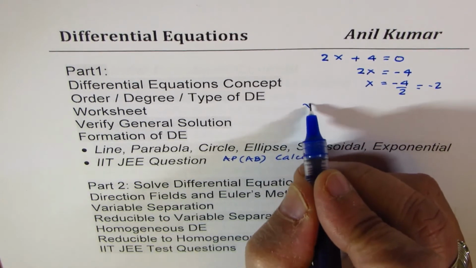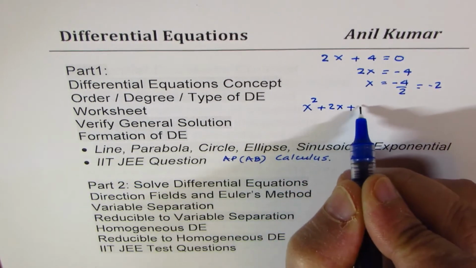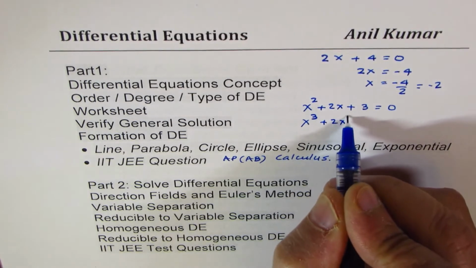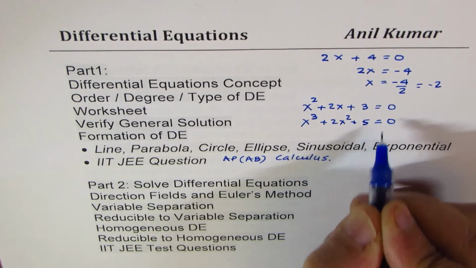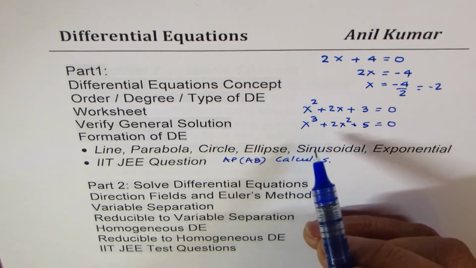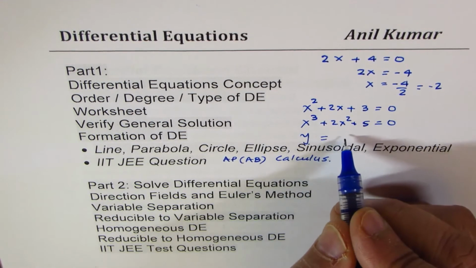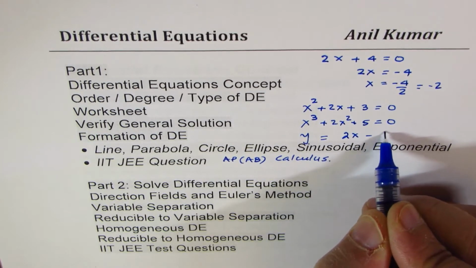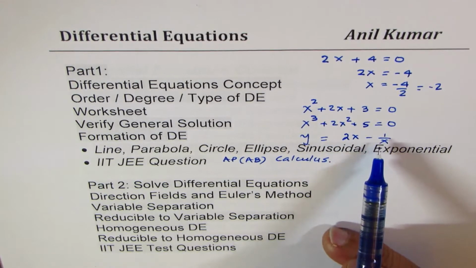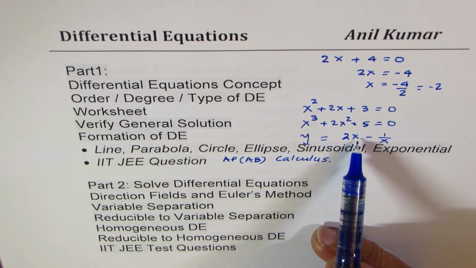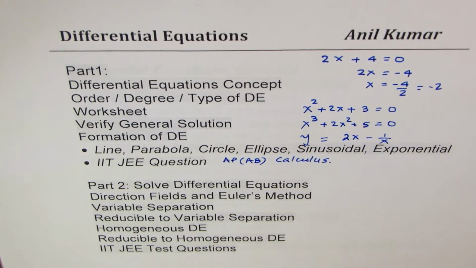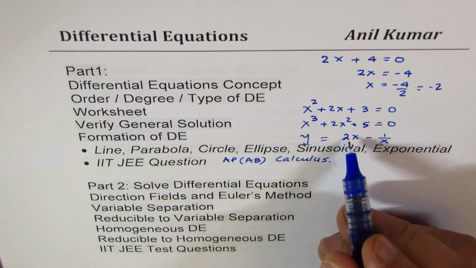You could have quadratic equations like x squared plus 2x plus, let's say, 3 equals 0, or you could have a cubic equation, x cubed plus 2x squared plus something, let's say 5 equals 0, right? So we have been working with single variable equations a lot. We have been writing them also in this form, like y equals 2x minus, let's say, 1 over x, in different forms, right? Where y is the value of this equation, x is an independent variable and y is dependent on x.